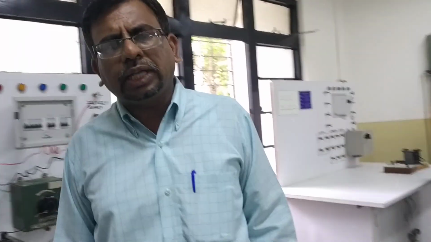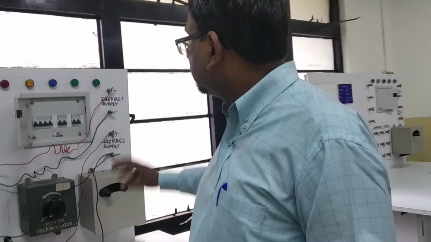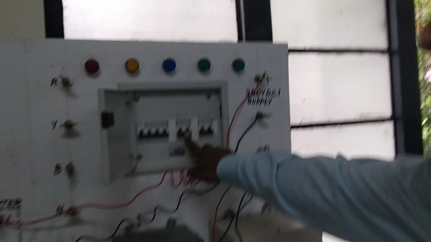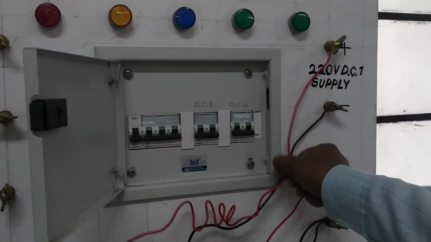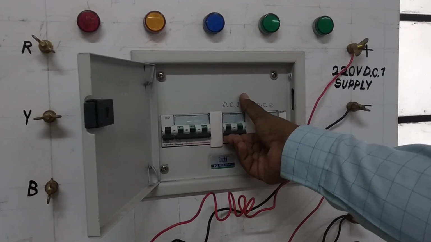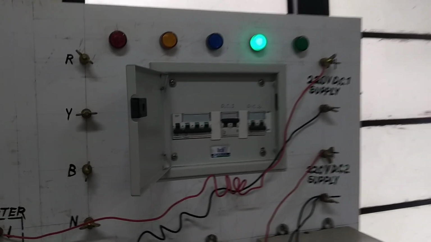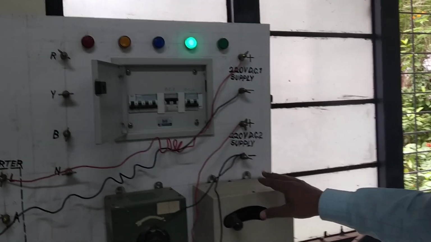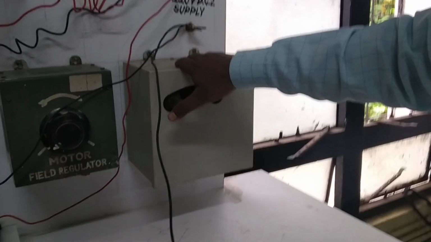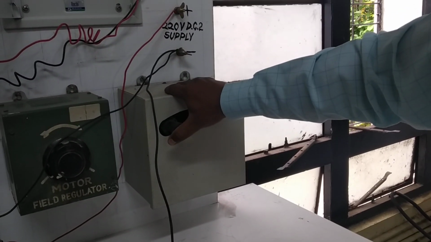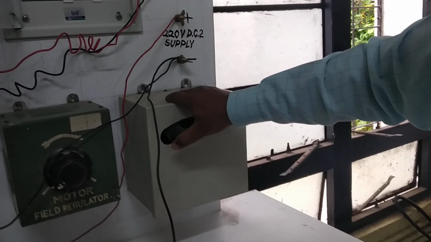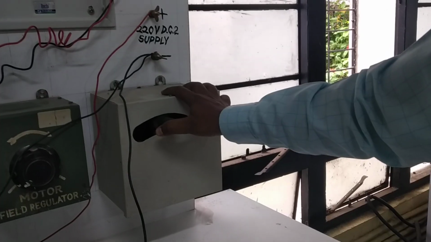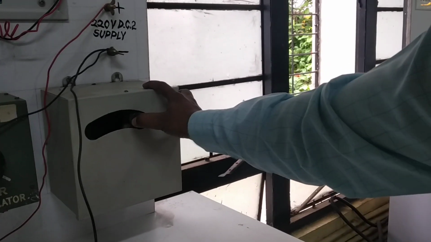So now we are going to start our experiment. This is the DC1 supply connected to the motor. I am going to make this switch on, DC1. This LED gives an idea that the DC1 switch is on. And now I can start the motor by using this 3-point starter. Slowly, gradually I am moving this starter. Now the motor is started.